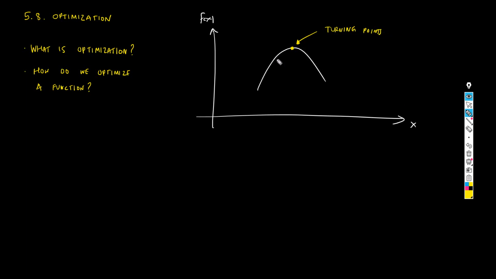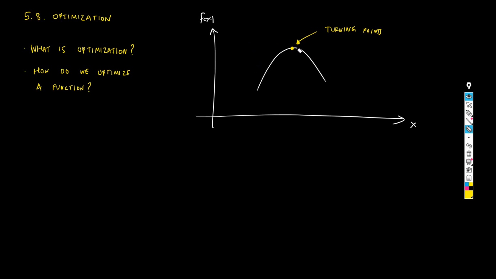Turning points. Why? Because this is exactly where the function goes from increasing. Remember that when you move from left to right, if the function is behaving in this way, we say that in this part the function is increasing, and then after the turning point the function starts to be decreasing. It's less and less and less. So it's going up, up, up, up, up, turning point, and then the function becomes less and less and less. Okay, now basically the whole idea is this.